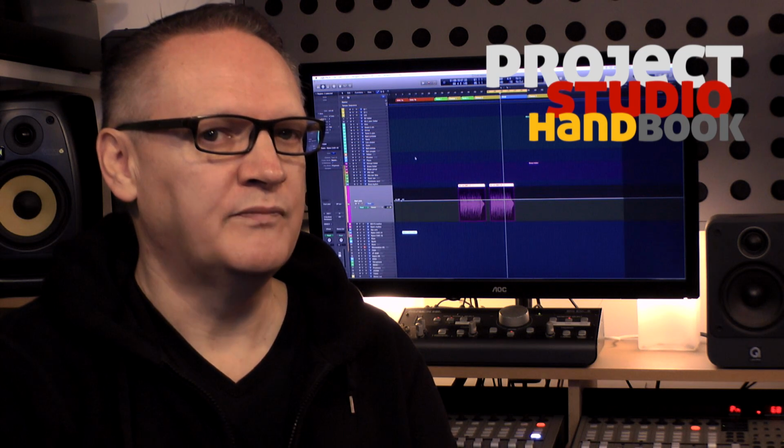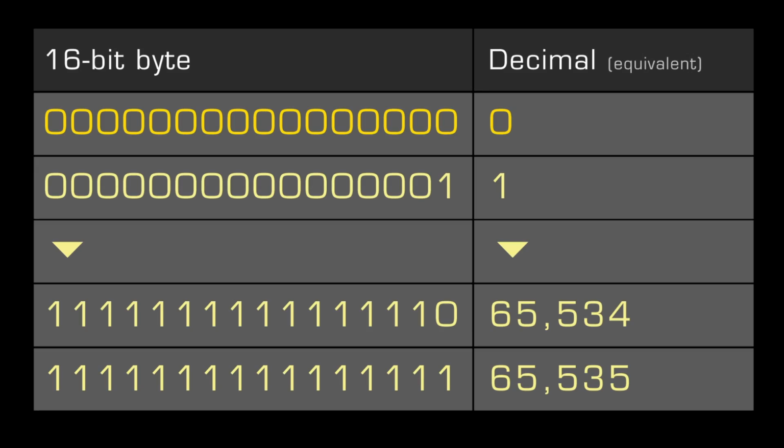For example, a single 16-bit binary byte has a minimum decimal value of 0, which is 16 zeros in a row, and a maximum value of 65,535, which is 16 ones in a row. It can therefore represent 65,536 different decimal values between 0 and 65,535.